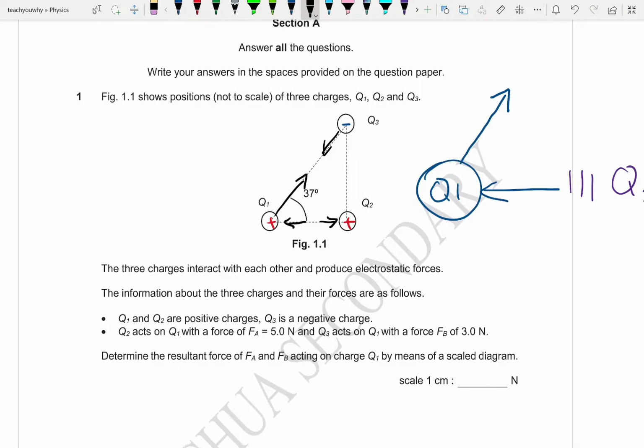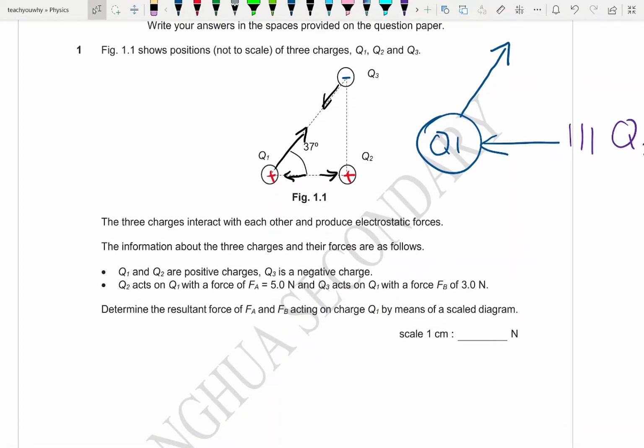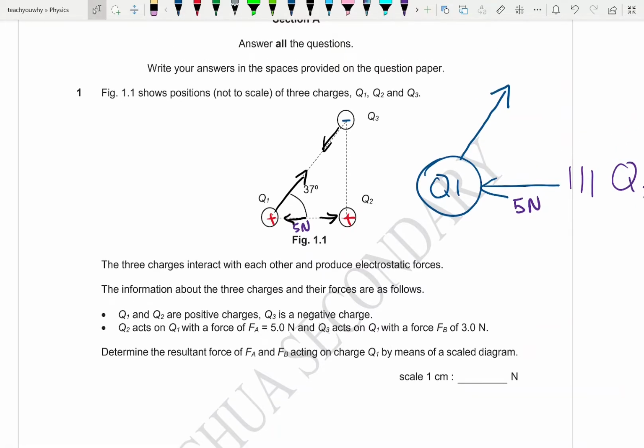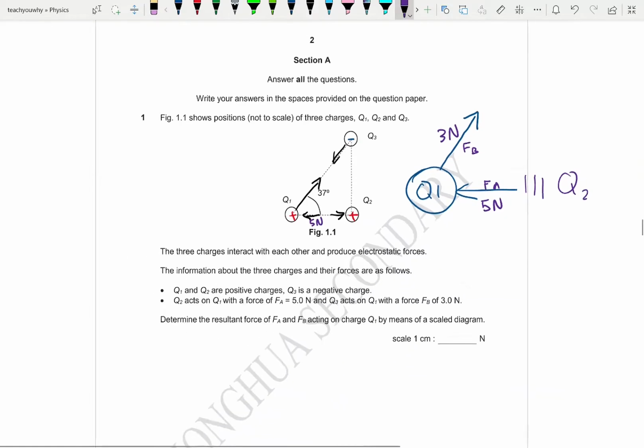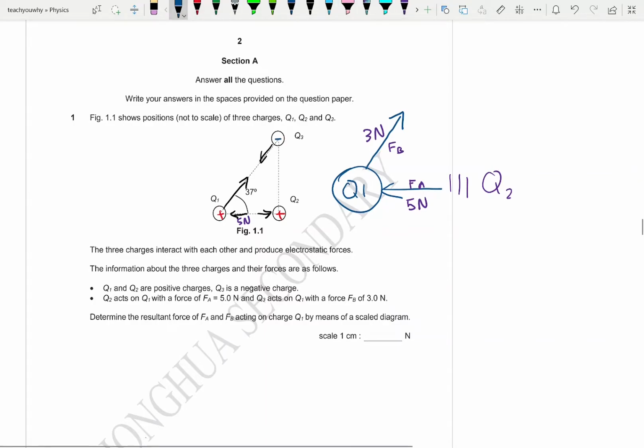Okay, so let's see. Q2 acts on Q1 with a force of 5 newtons. So over here, this is 5 newtons. And then Q3 acts on Q1 with a force of 3 newtons. So over here, this is 3 newtons. And then this is called FB, this is called FA. So essentially we already have the free body diagram of Q1, which is what we want to draw.